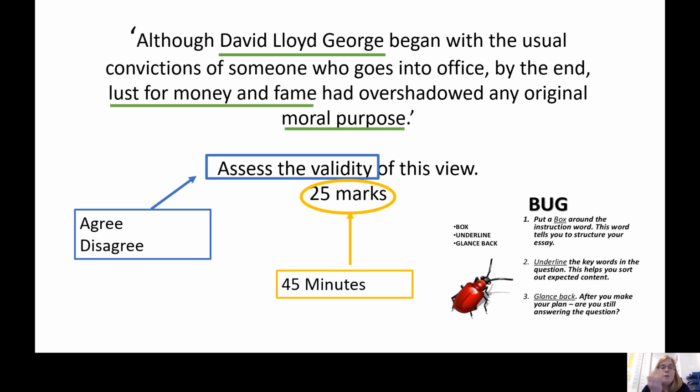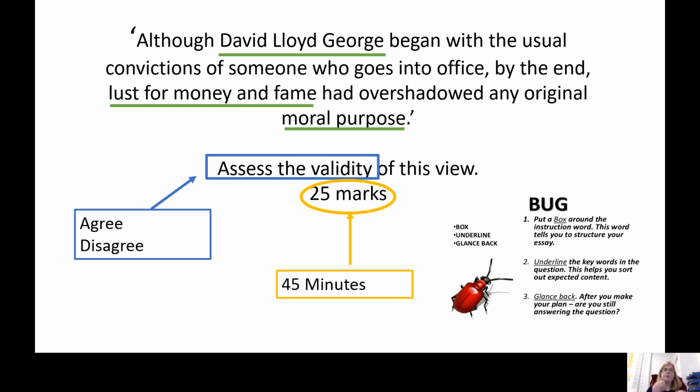The next thing we need to do is underline the keywords in the question. Just pause this, underline what you think are the keywords. Once you've done that, press start again. Hopefully you've got the same ones that I have. It's about David Lloyd George, and it's a statement about his lust for money and fame over his moral purpose. It's quite a damning statement about him, really, isn't it?